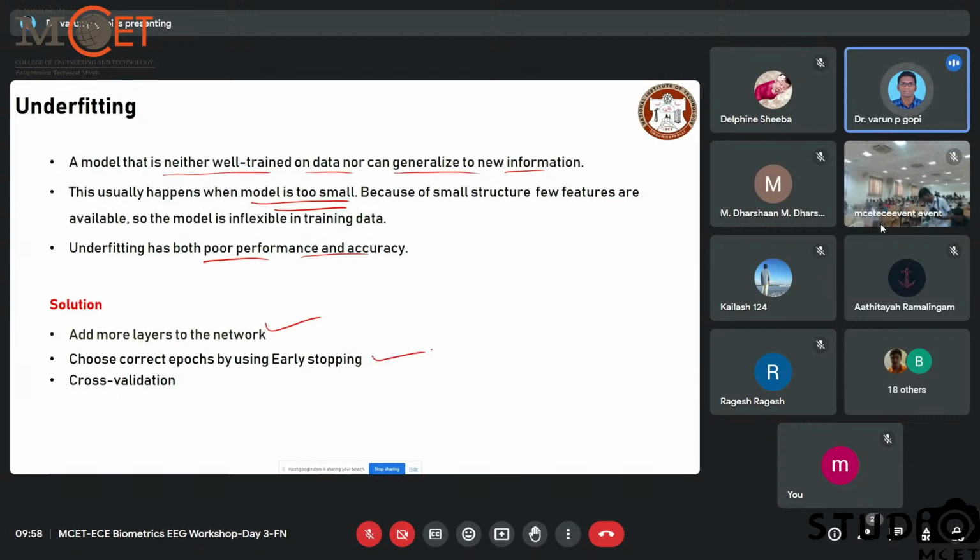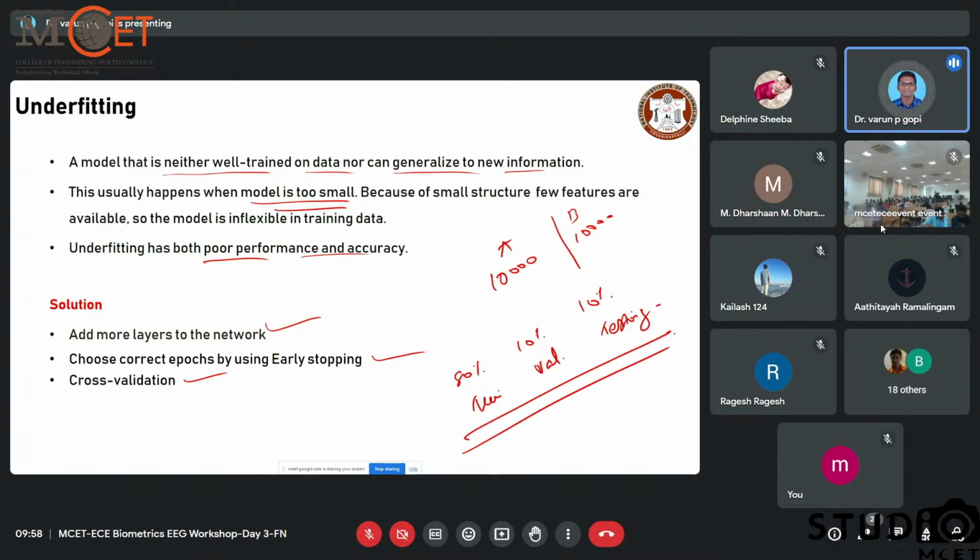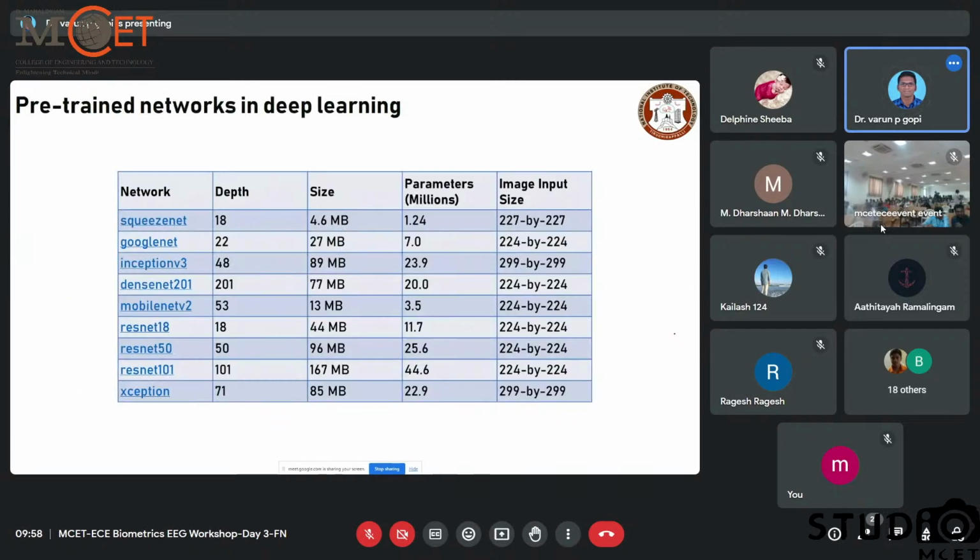Choose the correct epochs by using early stopping. Similarly, cross validation: if you have less amount of data, you can go with cross validation. And if you have an equal number of data, say for example, batch A having 10,000 and batch B also having 10,000 data, that means you have an equal number of data. At that time you can go for 80% of data for training, 10% for validation, and 10% for testing. So you can do it like this if you have an equal number of data samples.